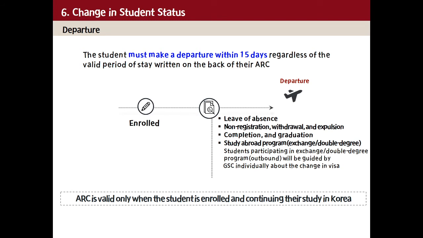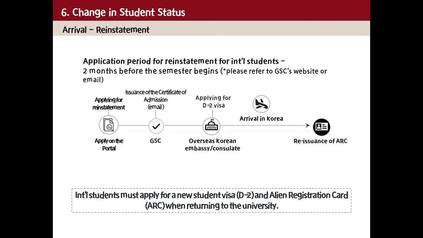Your ARC is valid only when you are enrolled at the university and physically residing and studying in Korea. If you took a leave of absence, meaning that you have left the university for a semester or two and would like to come back, this process is called reinstatement. The application period for reinstatement for international students is 2 months before the new semester begins. The process for applying for reinstatement is as follows.